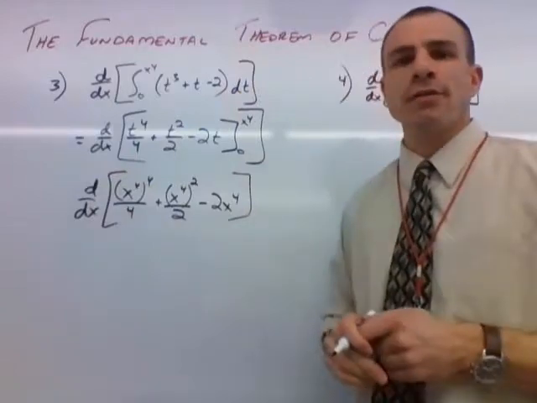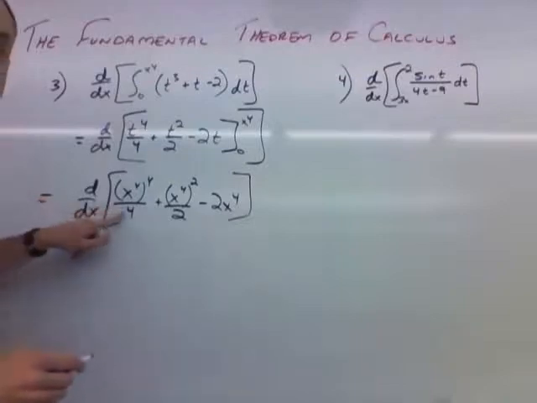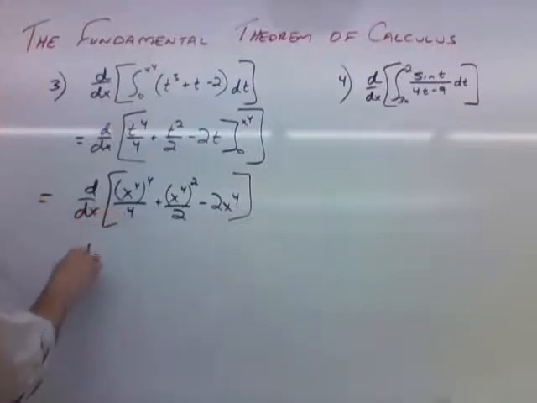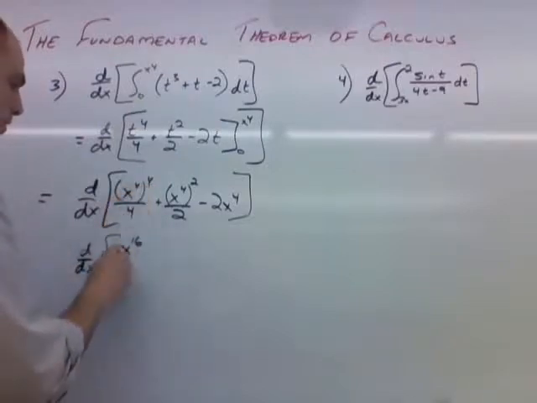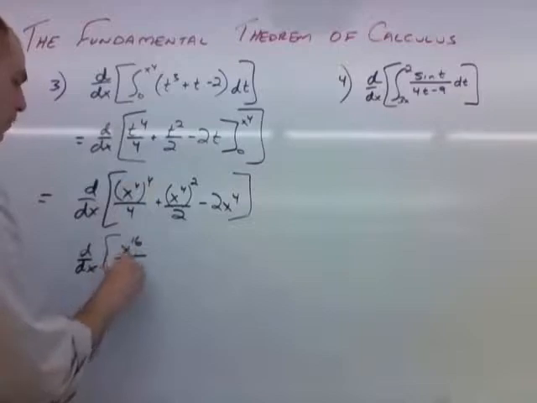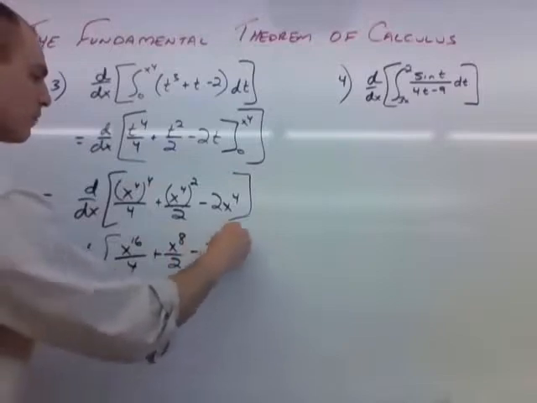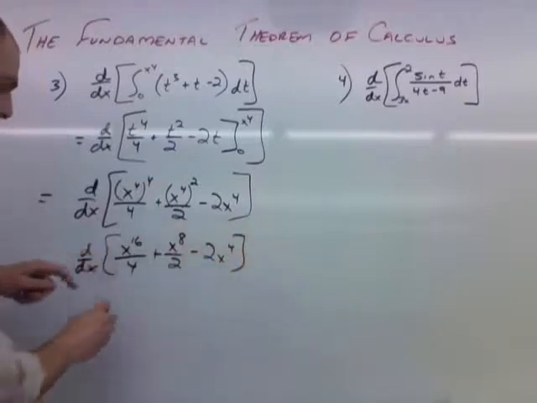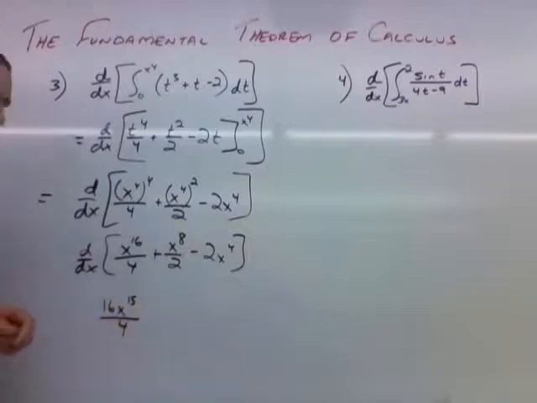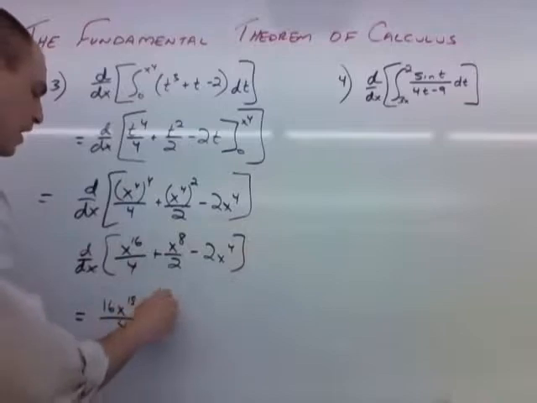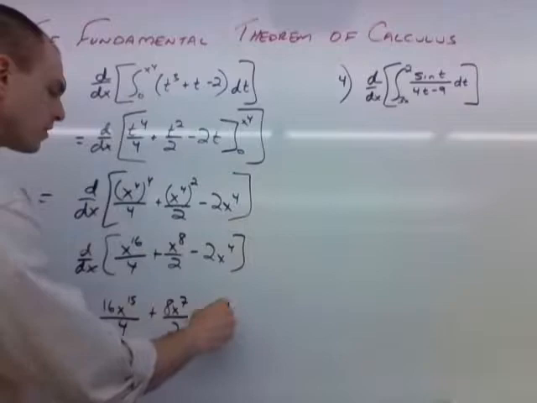What happens when we derive this term? All right, well, again, we're using our basic derivative rules. Maybe we should just rewrite this a little bit first. So we have the derivative of x to the 16th, 4 to the fourth is 16 there, over 4, plus x to the 8th over 2 minus 2x to the fourth. So when we derive this, this becomes 16x to the 15th, and we're still over 4. And this becomes 8x to the 7th over 2, and this becomes 8x cubed.